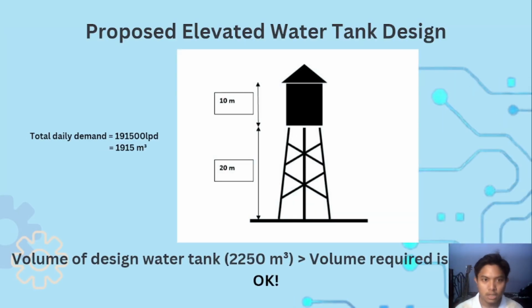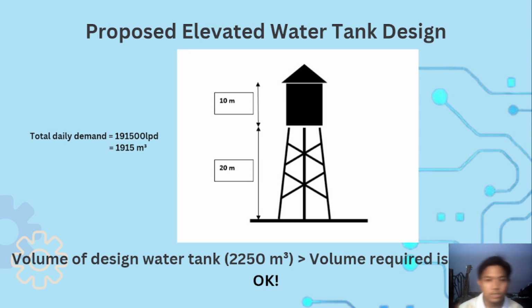Hi, my name is Adi Musakim. I will continue the presentation from Shahmi on the water reticulation calculation. I will continue to propose the elevated water tank design. First, we got the total daily demand of 191,500 liter per day. We convert it to 1915 meter cube.